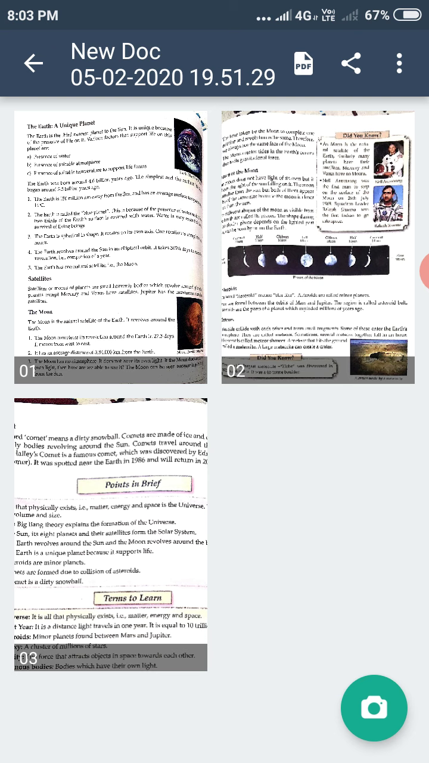Halley's comet is a famous comet which was discovered by Edmund Halley. He was a British astronomer. This comet was seen near the Earth in 1986. Now it is expected that it will return in 2062. So with this we end the chapter.